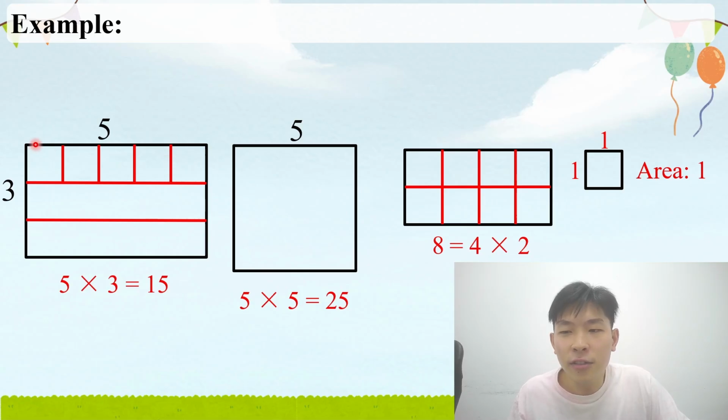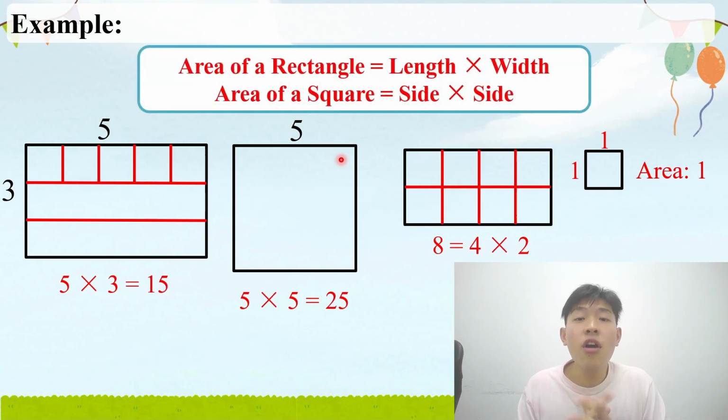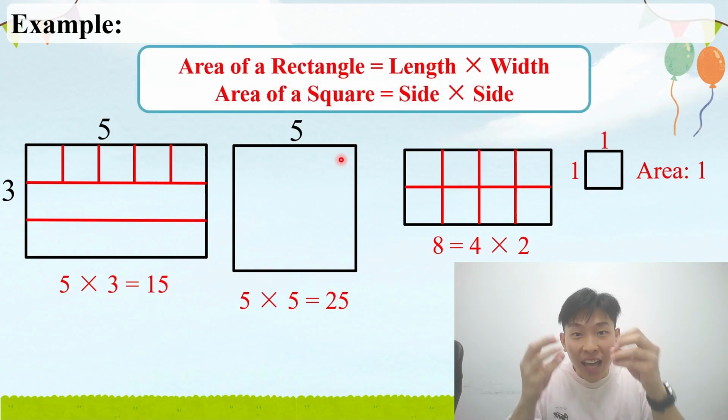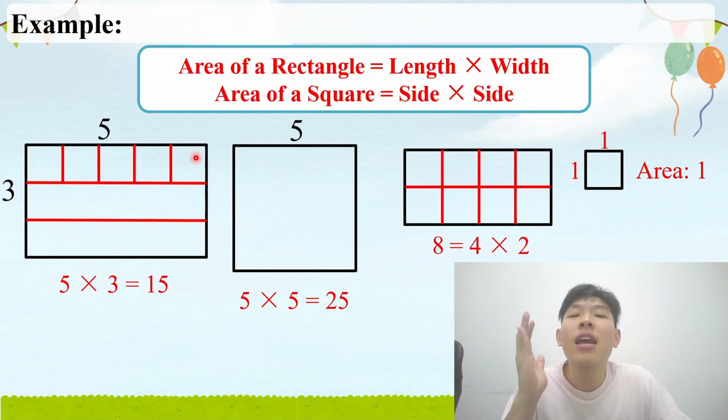Amazing. Now, let's see here. This is a rectangle. What do we call this 5 here? Yes, it is called the length of the rectangle. What do we call this 3 here? It is the width of a rectangle. Now, what about a square? What do we call this side here? It is just simply called a side here. So, in summary, the area of a rectangle is length times width, and area of a square is just simply side times side.